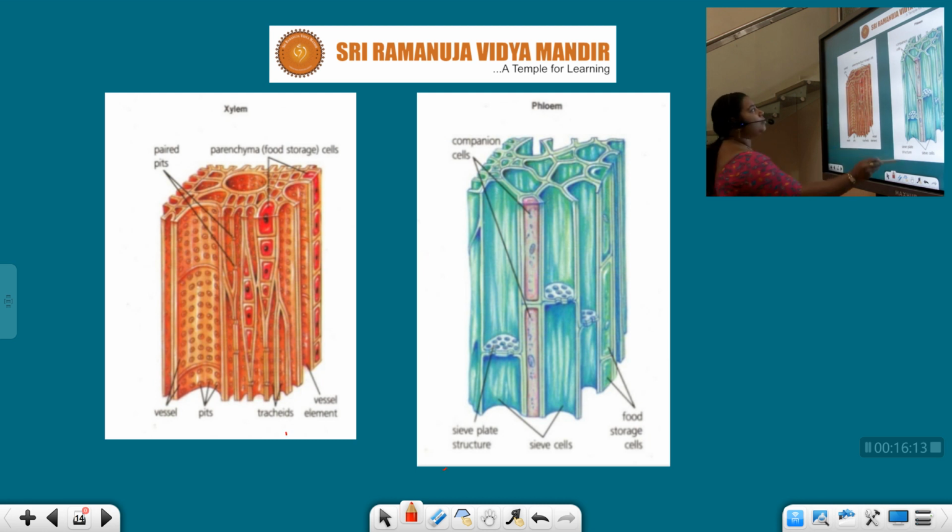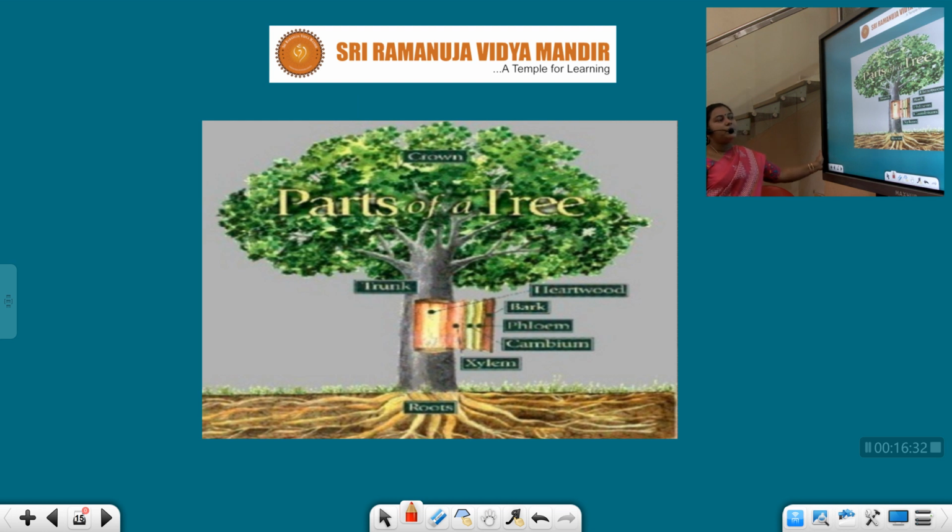The xylem and phloem, children. Xylem is made up of xylem parenchyma, vessels, tracheids and xylem fiber. On this side, sieve cells are present, companion cells are present, phloem parenchyma and phloem fiber. So these are the different parts in the tree: the root part, trunk and the branch part. Let us see the xylem and the phloem. This wood part is showing the presence of vascular bundles in the particular region.